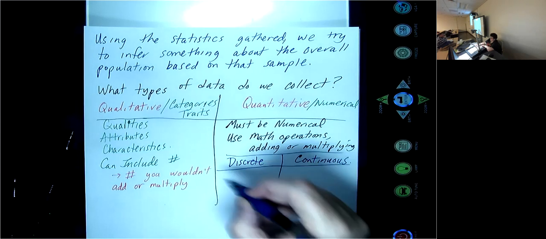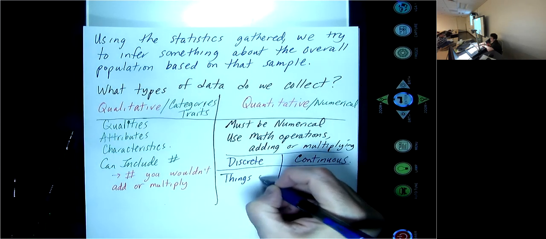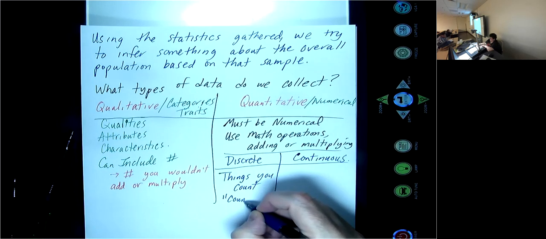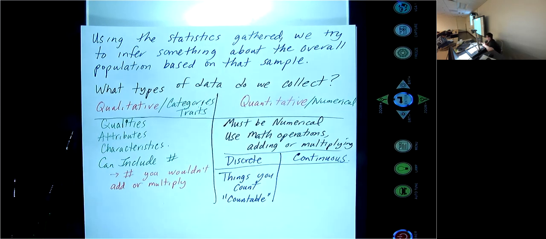Discrete things are things you count. It needs to be countable. So we're using whole numbers. I got one student, two students, three students, four students. But there is an end point to the number of students I have. There's only a fixed number. We could talk about the entire population of California. We go one citizen, two citizen. It's going to get really, really high. But we could count them if we really tried.